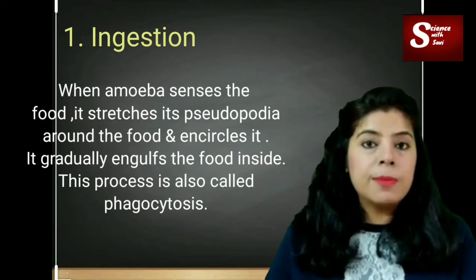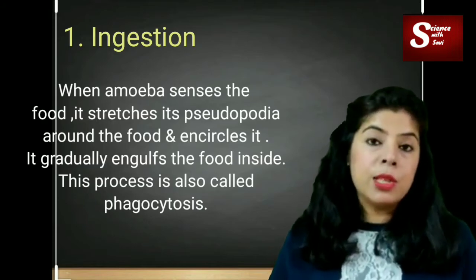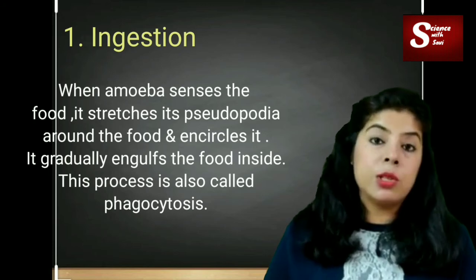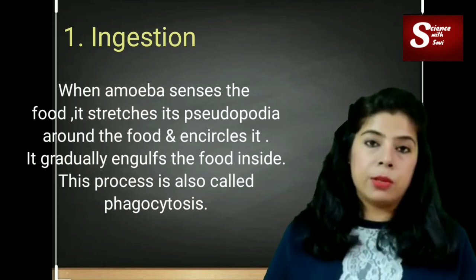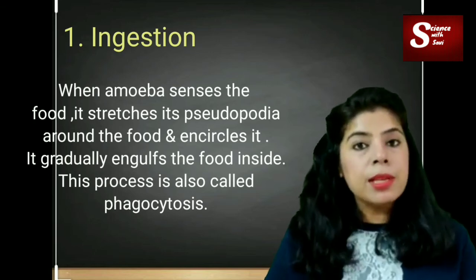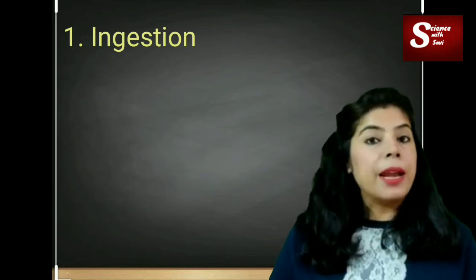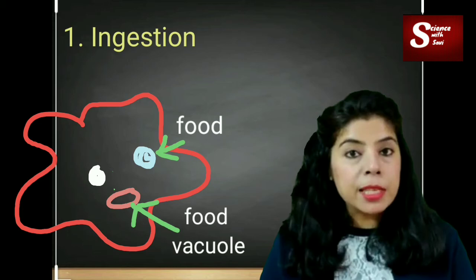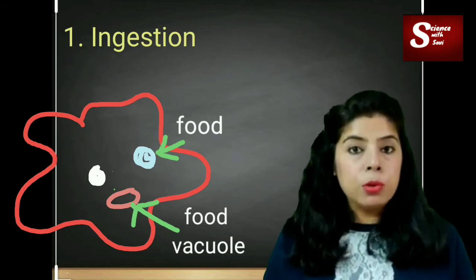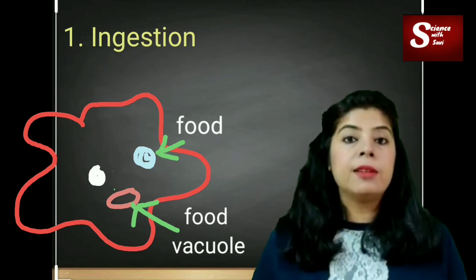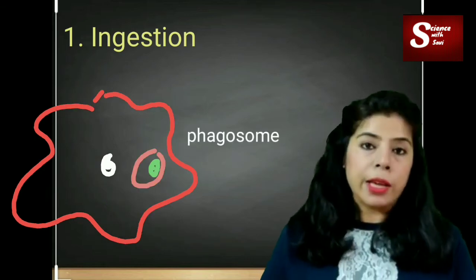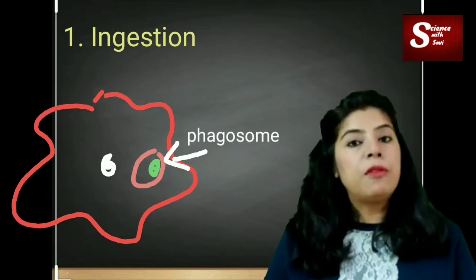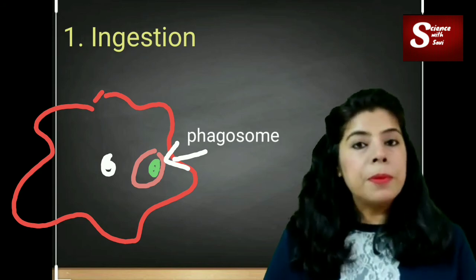This process of using the pseudopodia to take the food inside is also known as phagocytosis. So with the help of phagocytosis, it takes the food inside. And when the food enters the cytoplasm of the amoeba, with the help of pseudopodia, it engulfs the food and takes the food inside the cytoplasm. It fuses with the food vacuole and it forms the phagosomes. So this completes the first step of ingestion.